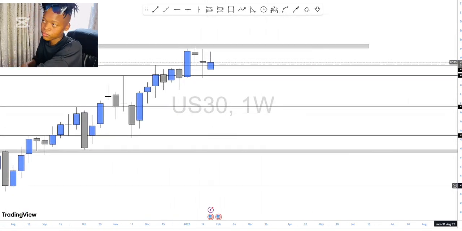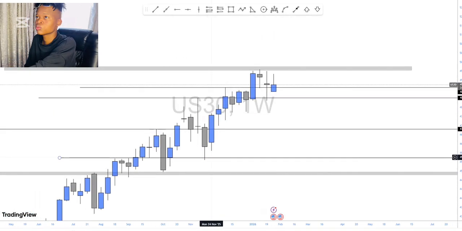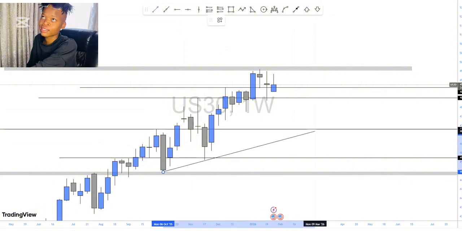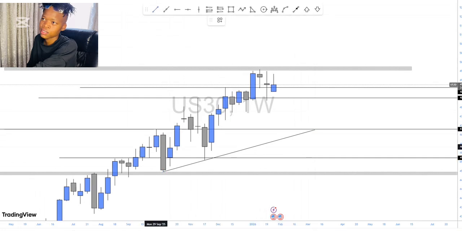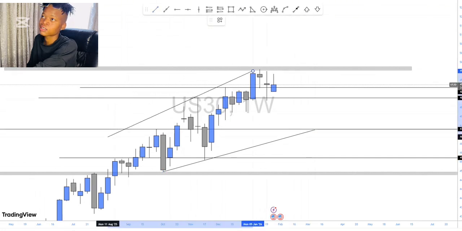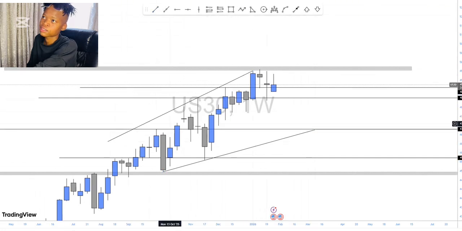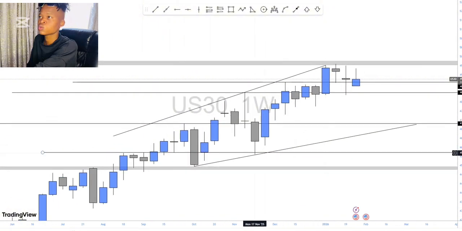Understand? Yeah, then from there I'm just gonna zoom in and identify my trend with my diagonal support here and my diagonal resistance here, you understand? Then from there, what I'm gonna do here, I feel like on this weekly time frame I do have a major key, you understand?